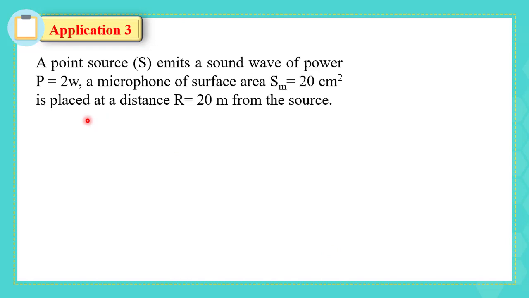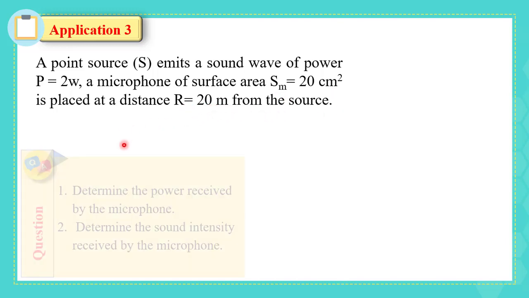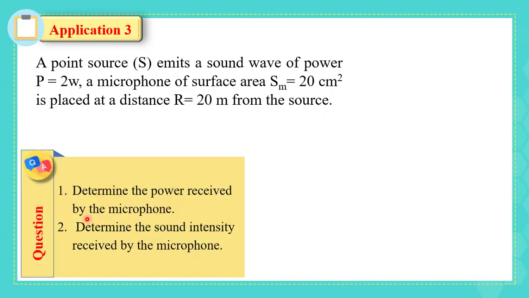Another application can be solved to deal more with the previous formulas. The same point source S emits a sound wave of power P, 2 watt, but now a microphone of surface area Sm equal to 20 centimeters squared is placed at a distance r equal to 20 meters from the source. First, we should determine the power received by the microphone. Second, the sound intensity received by it.